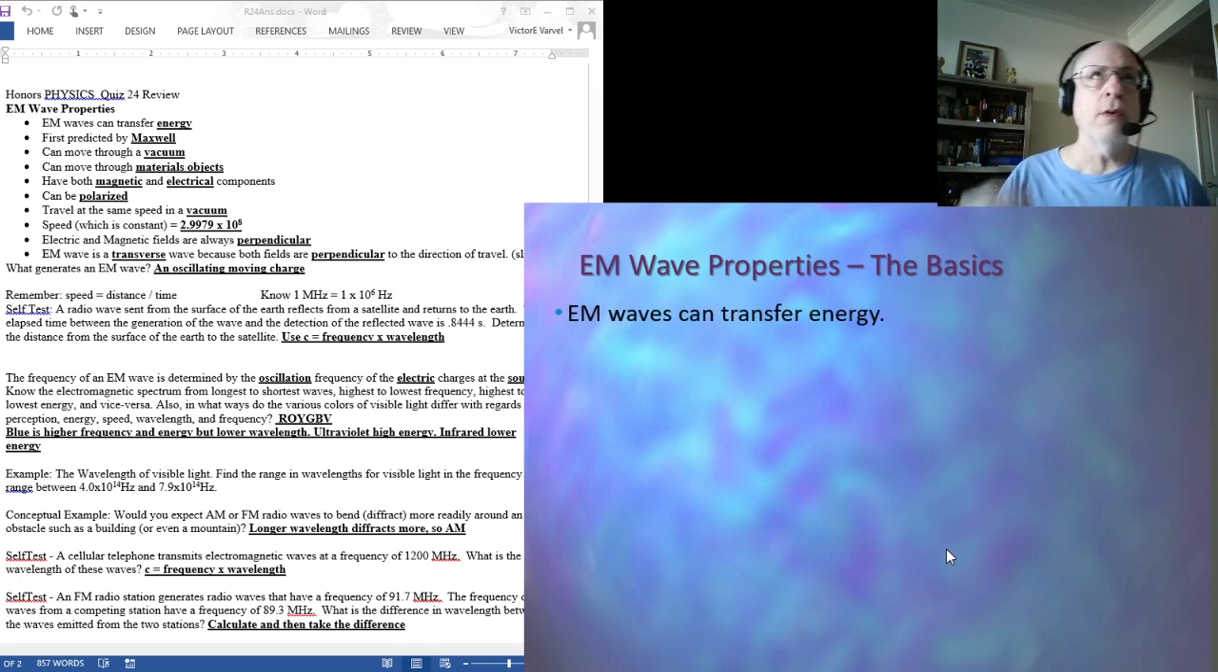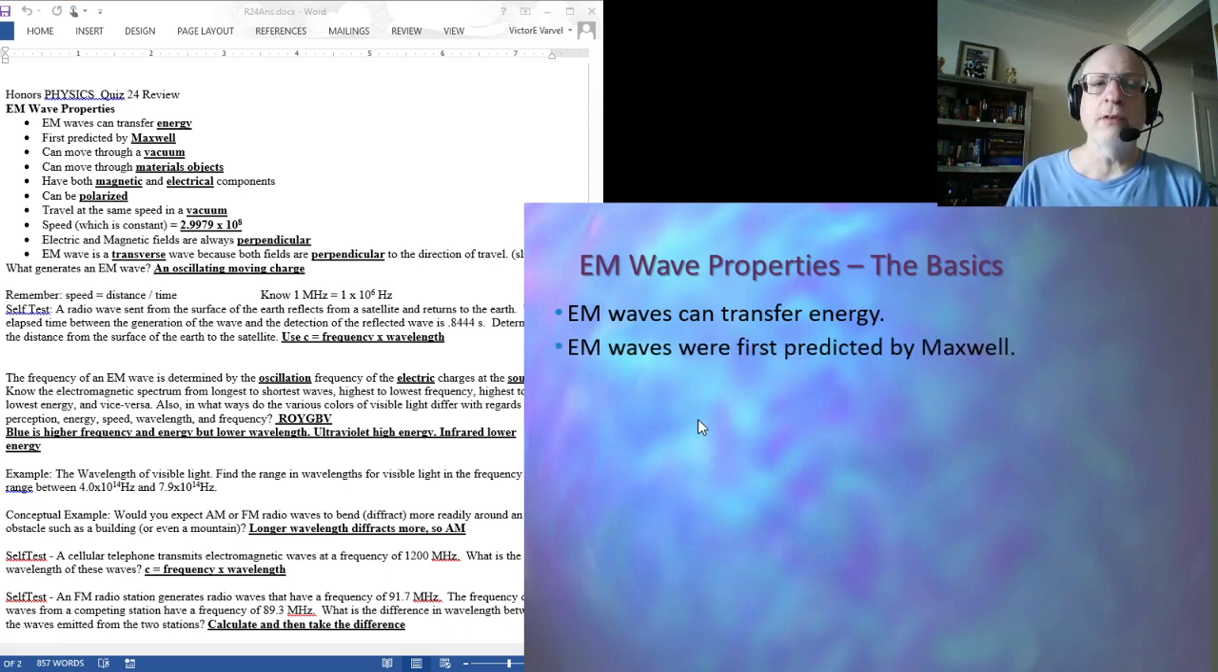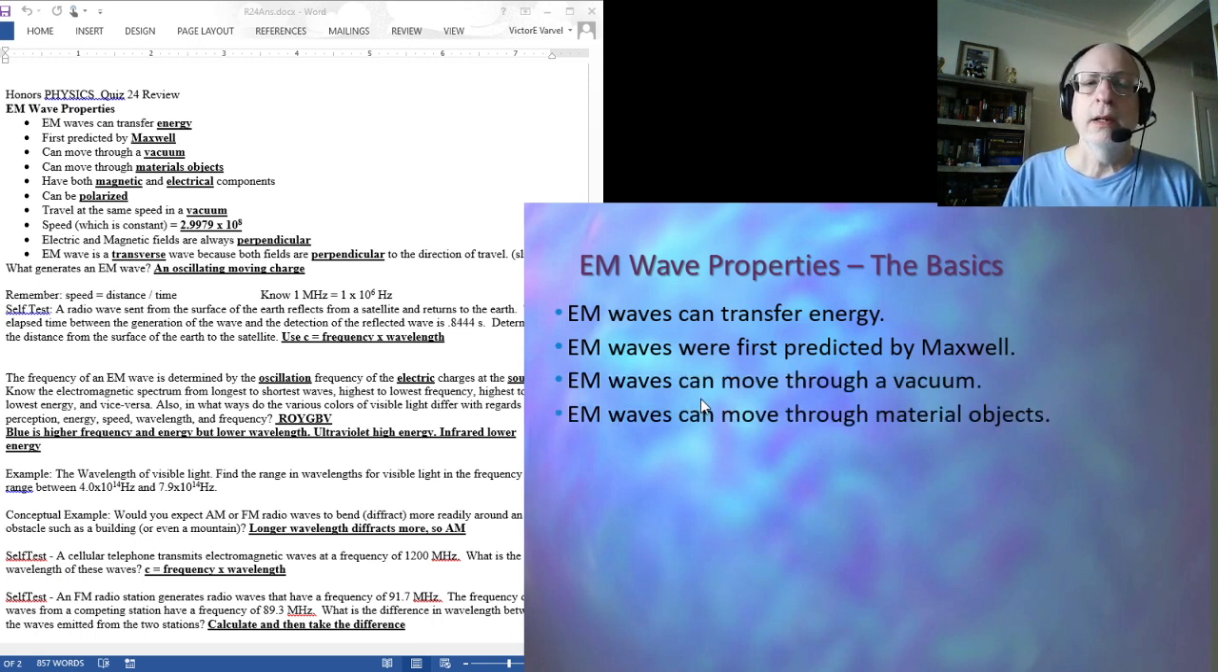So let's summarize things that we've learned about electromagnetic waves already, but we just haven't put into a clean package like this. Electromagnetic waves can transfer energy. That's the same for all waves. Electromagnetic waves were first predicted by Maxwell. Electromagnetic waves can move through a vacuum, but they can also move through material objects.